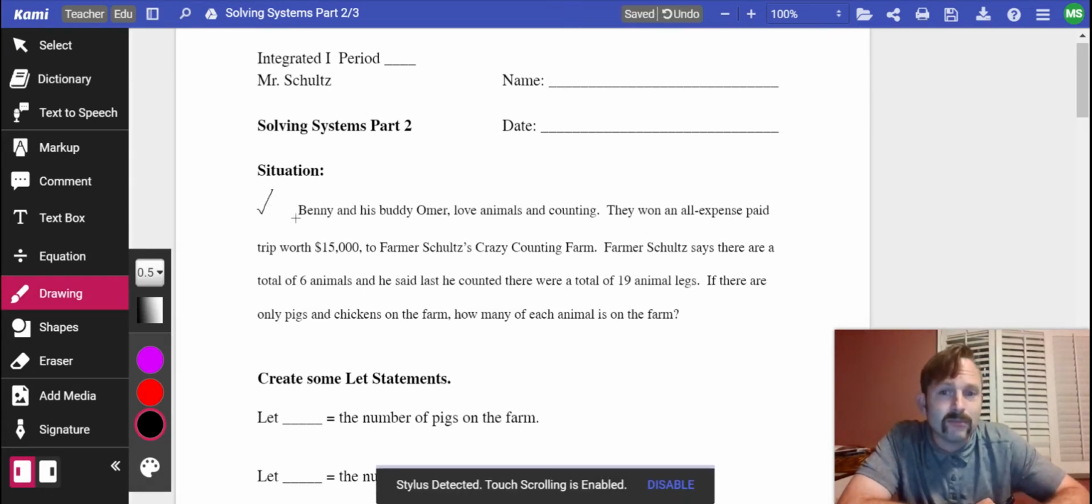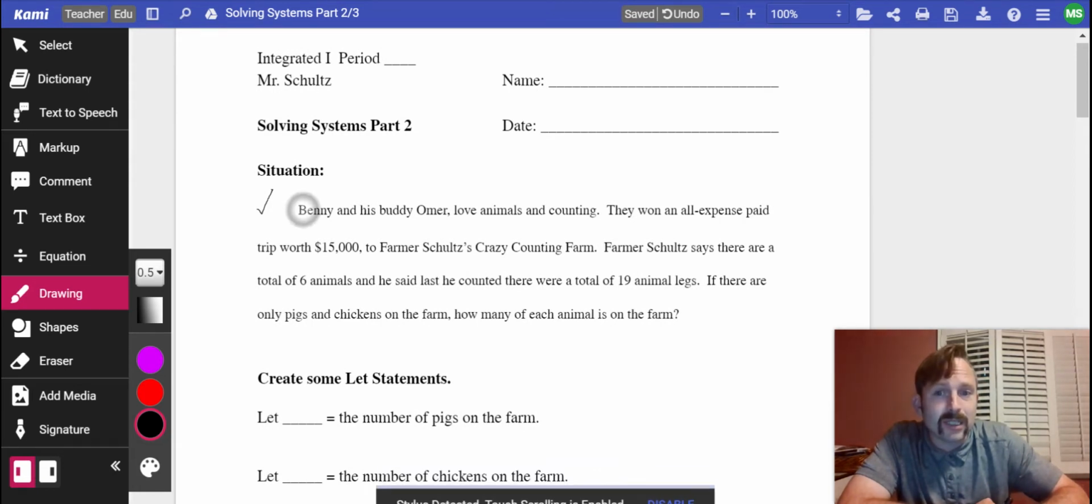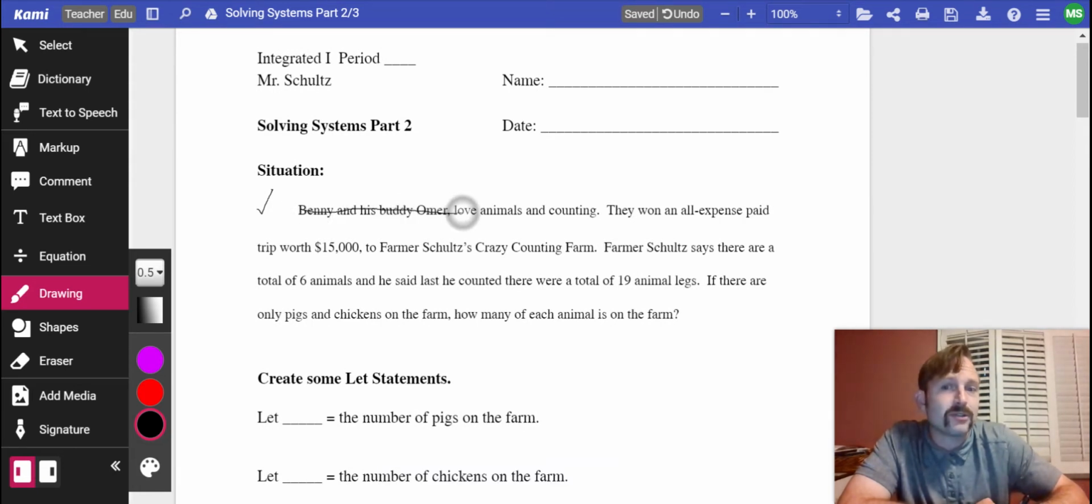Next up, Benny and his buddy Omer, we're going to do a strike through because we don't need to know that information. Trip worth $15,000? Well, a trip to Mr. Schultz's farm probably wouldn't cost that much. But once again, it's not something that's pertinent to our situation.